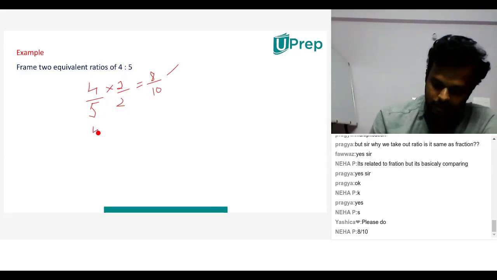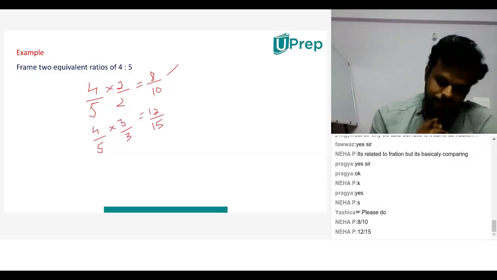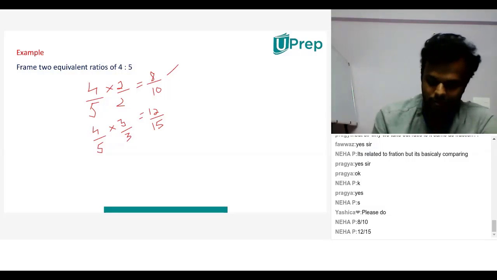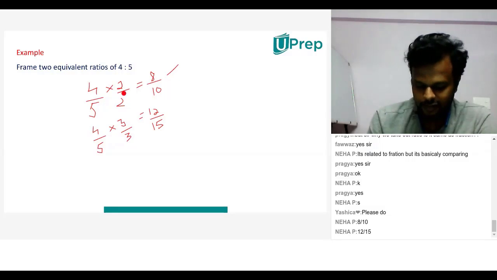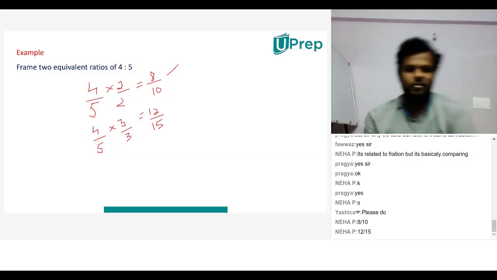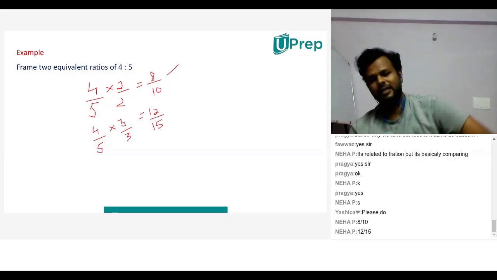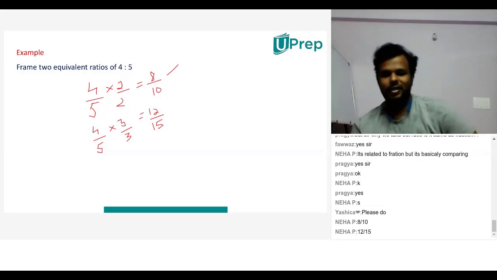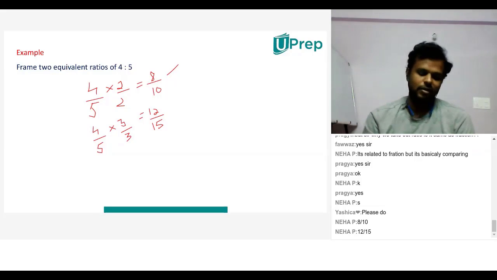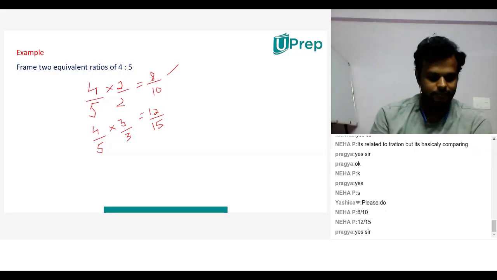What about if I multiply 4 by 5 with, for suppose 3? I get 12 by 15. So 12 by 15. Yeah, very good. So I have given you two. Similarly, you can multiply 4 with the denominator and numerator, get the values. So this is about how we go about finding the equivalent ratios. We need to multiply the same number in the numerator and denominator and get the equivalent ratios. Children, is that okay? Okay.